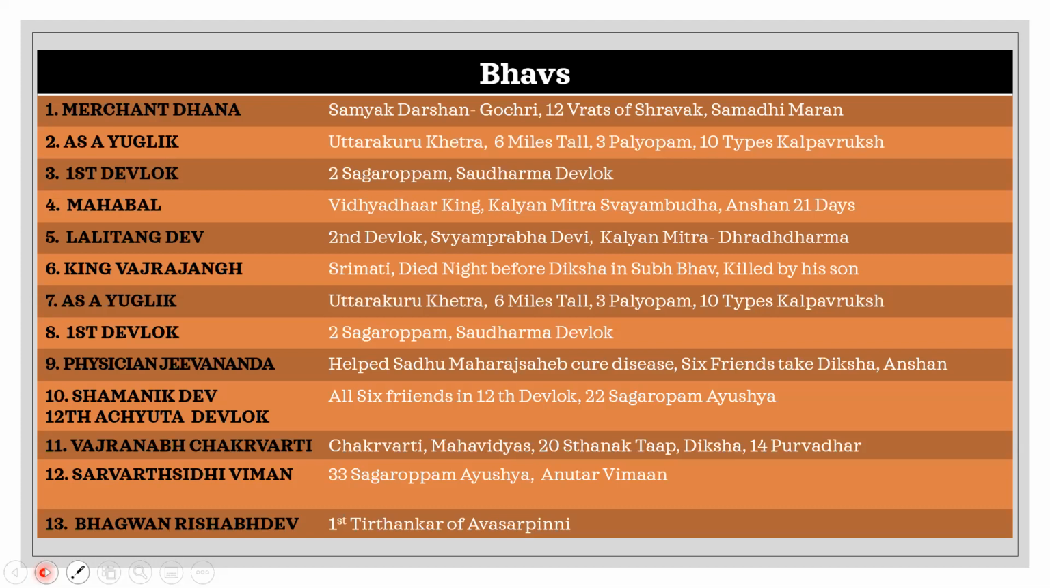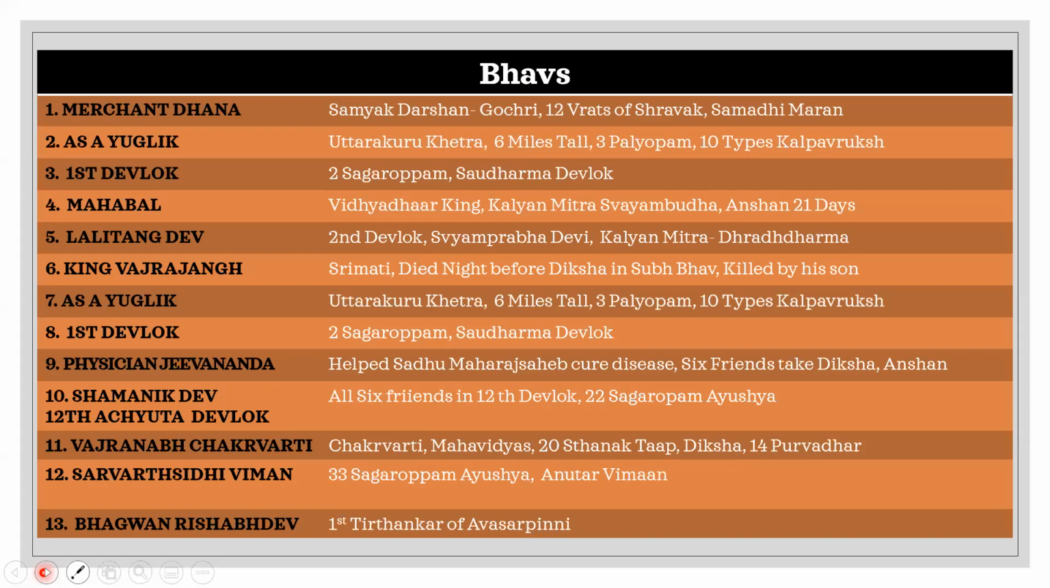And in the 10th bhav, they go to the 12th Devlok, that is Achyuta Devlok, where the Ayushya is 22 Sagropams. And the 11th bhav, where we were discussing last time, he became a Chakravarti, Vajranabh Chakravarti. And here in this bhav, he did Vistanak Sthap, उन्होंने तीर्थंकर नाम कर्म उपार्जित किया, निकाचित किया, and he was also a Chaud Purvadhar, a Shrut Kevali in this bhav. And we saw that he did Uttam Charitra for 14 lakh Purvas in this bhav. And in the 12th bhav, he went to Anuttar Viman, that is Ayushya of 33 Sagropams.